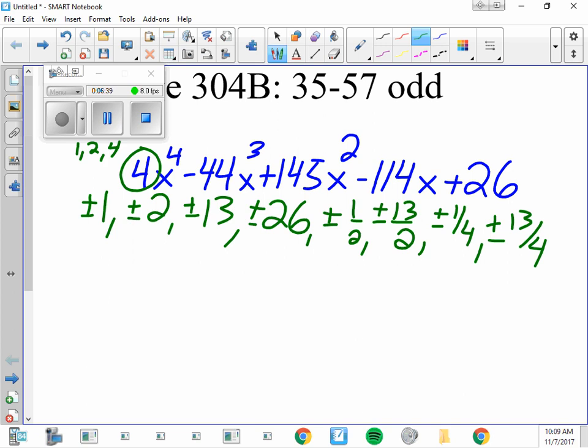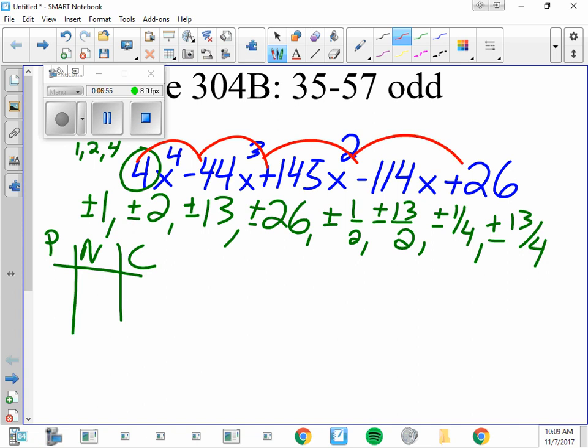Those are the possible rational roots. Now I need to do Descartes' rule of signs: positive, negative, complex, and I check for regular sign changes. 1, 2, 3, 4. So they're either all positive, or 2, 0, 2, or 0, 0, 4. So we know not to guess any negative numbers.